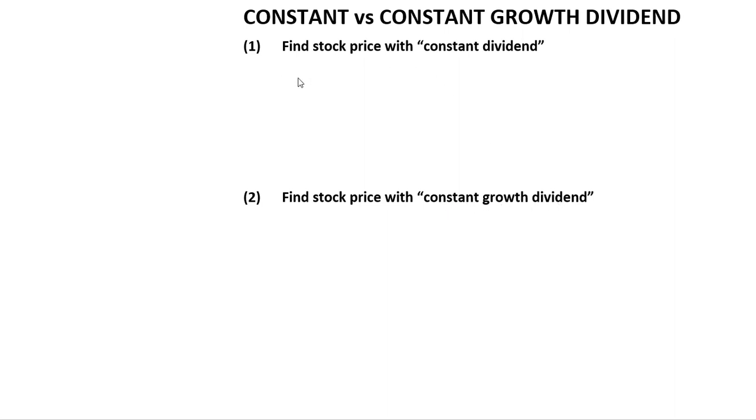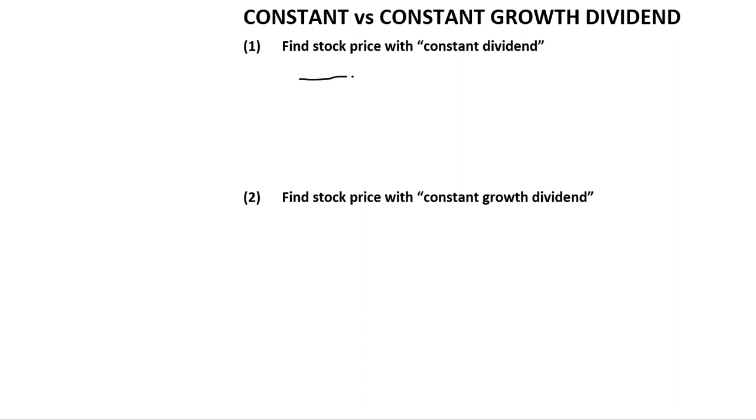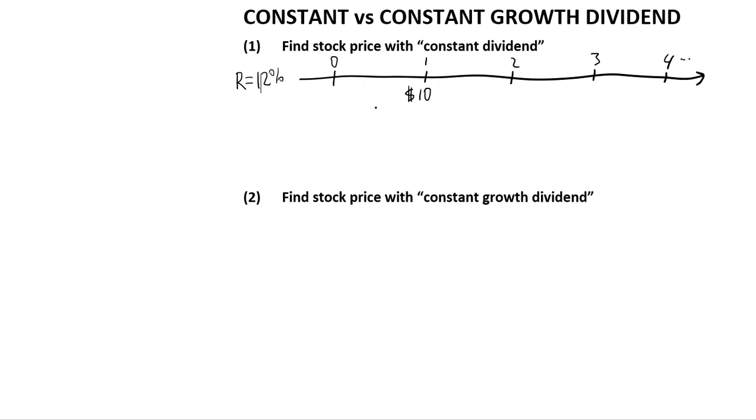Let's say we have our timeline and we want to mark year 0, which is today, year 1, year 2, year 3, year 4, and so on. What we know is that the company will pay a $10 dividend next time it pays a dividend. So you buy a stock share now, your first dividend will be in a year in the amount of $10 on your one share. Let's say we also know that the interest rate or the discount rate is 12%. This is what we are given.